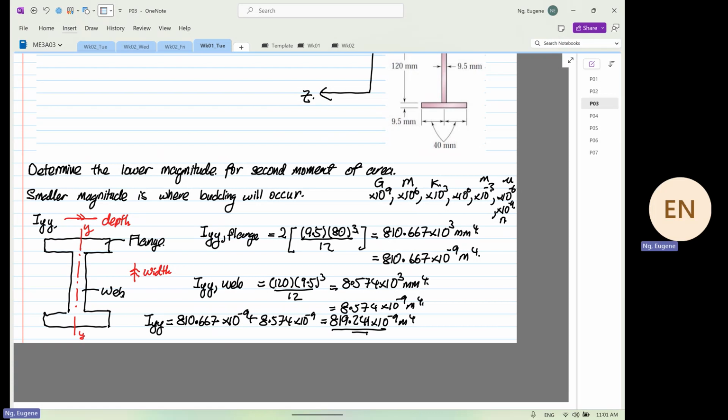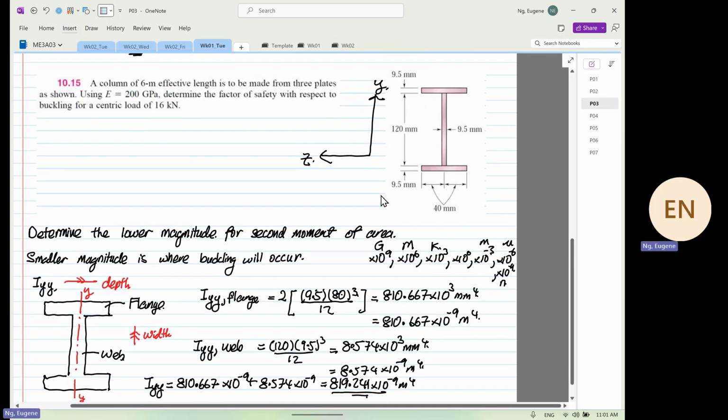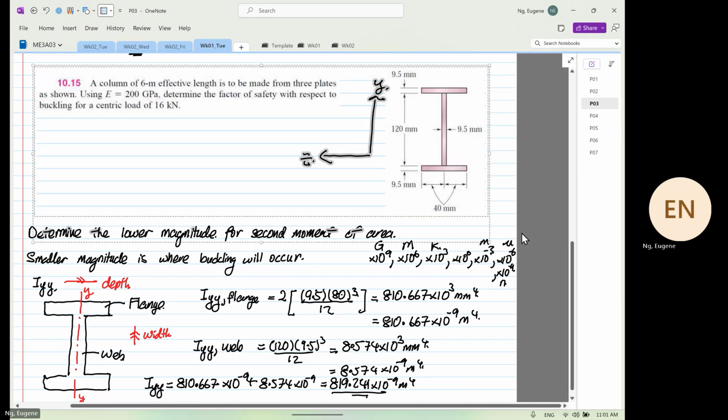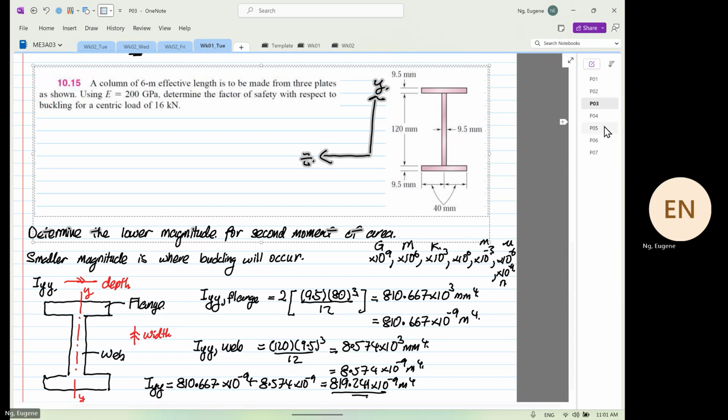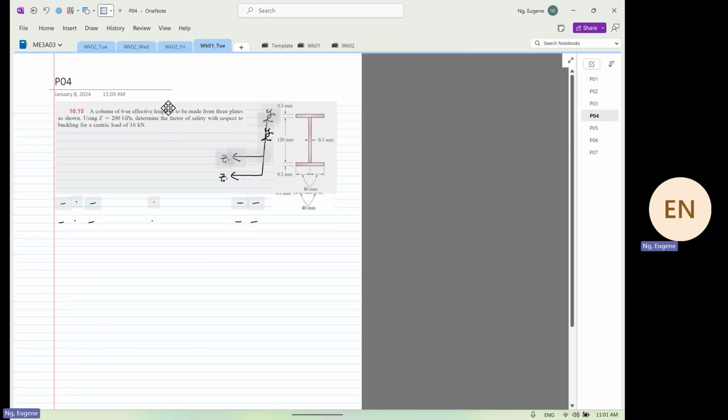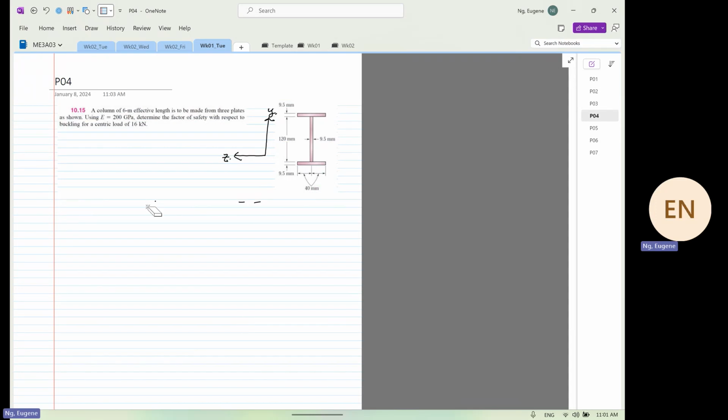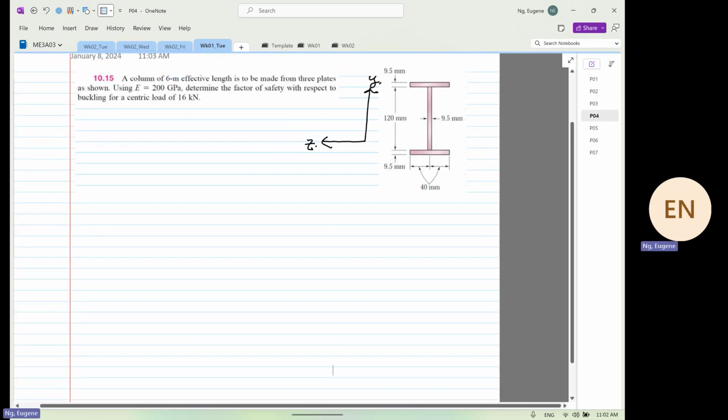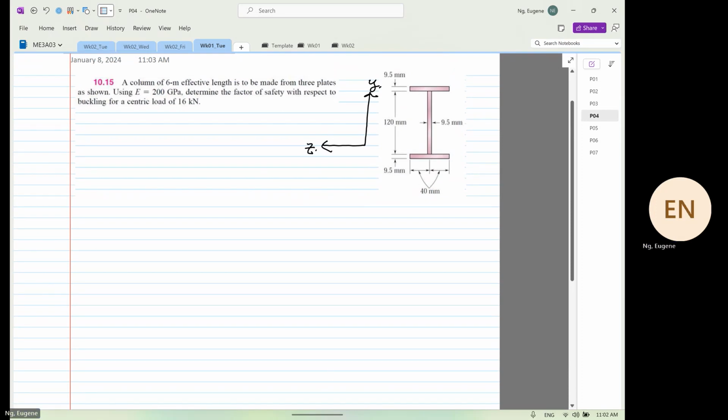Okay. So the next one we are going to look at is your IZZ. Let me copy this entire image again. Now we are going to determine our IZZ. So again, let me sketch very quickly. This is our image now. The axis of interest is now your ZZ axis.